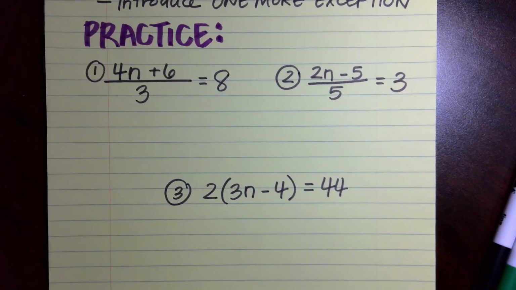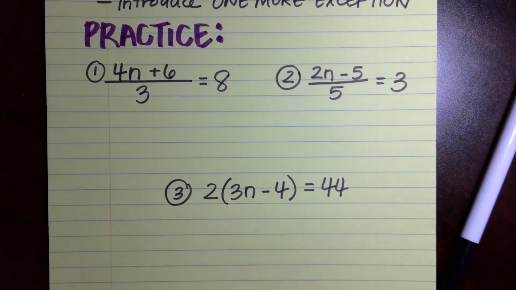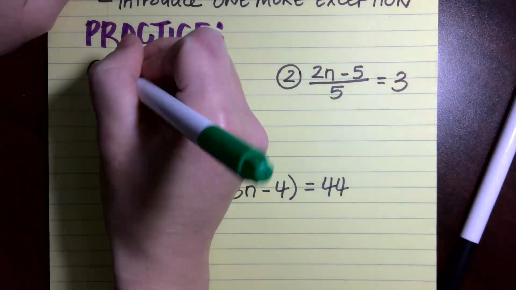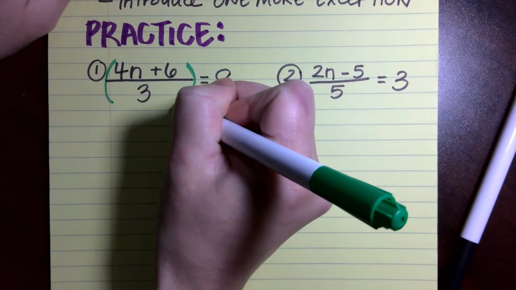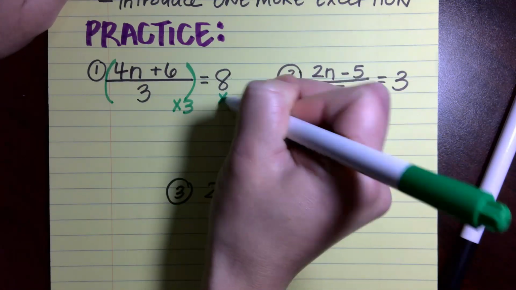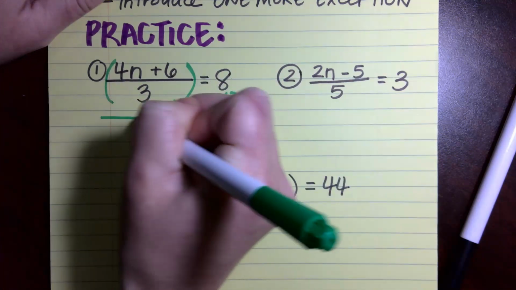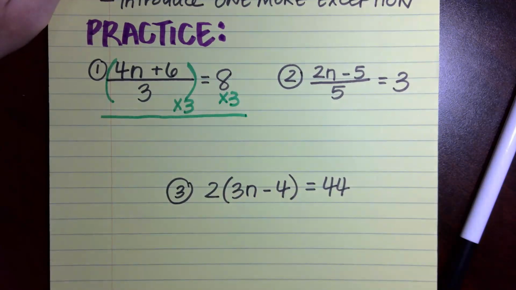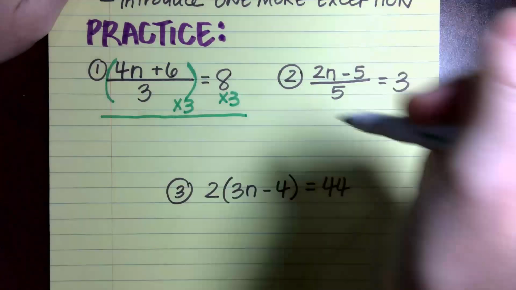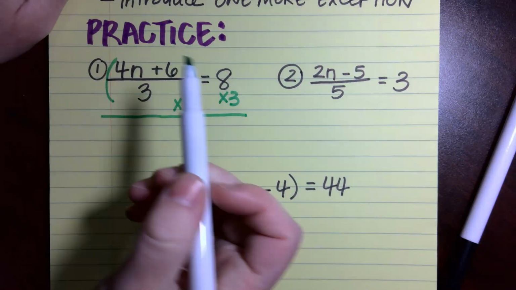All right, so for number 1, what is our first step? 3 times 3. Yes, we want to get rid of this divided by 3, so we take the whole thing times 3, and we got to do that to the other side, so we do 8 times 3. Okay, did everyone get this far? All right, what's next?